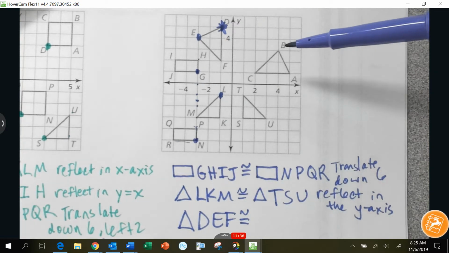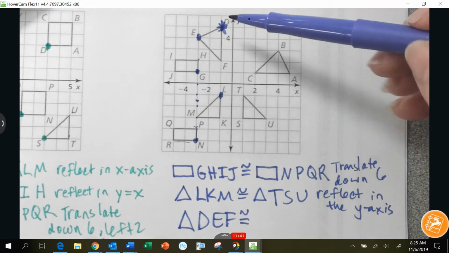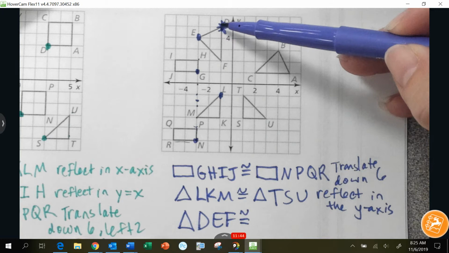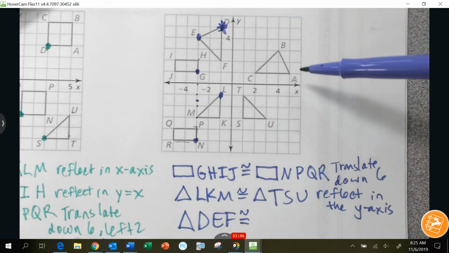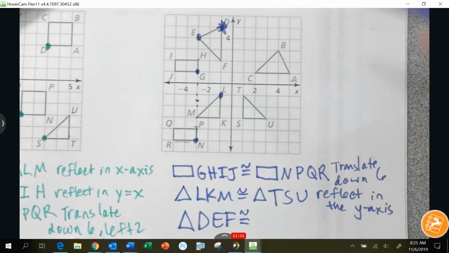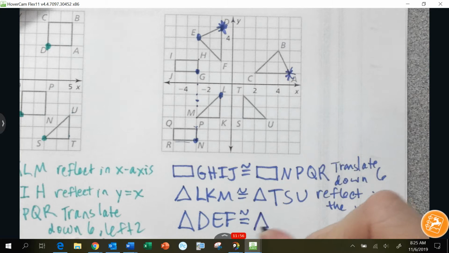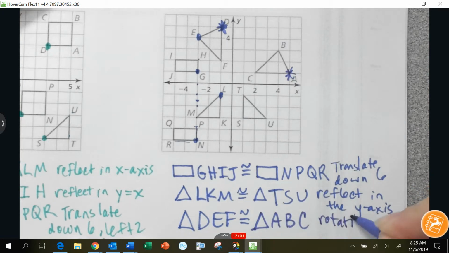Ryan? A rotation, right. So if I'm thinking about rotation, then D should map to which letter over here? Abney? A, yeah. We're thinking about rotation, those two will map to each other. So I'll write triangle ABC. It's a rotation. Now we need an angle. Rotation about, is it about the origin? Yeah, it's about the origin.